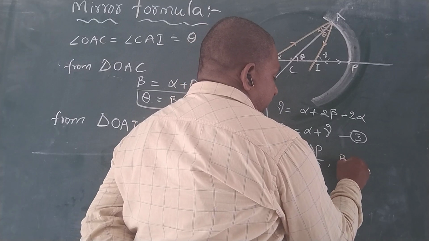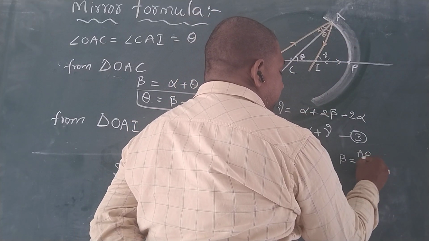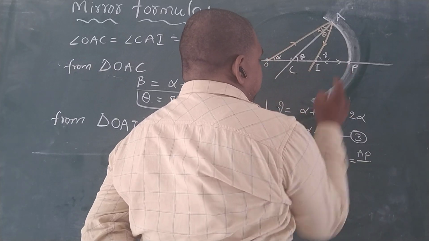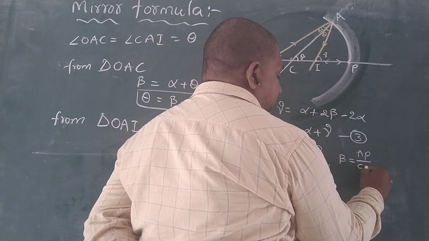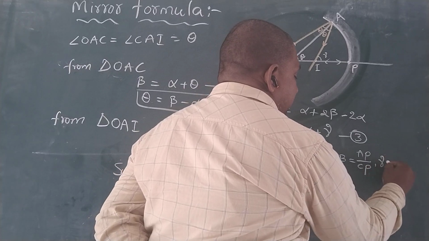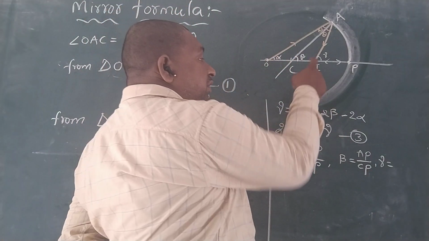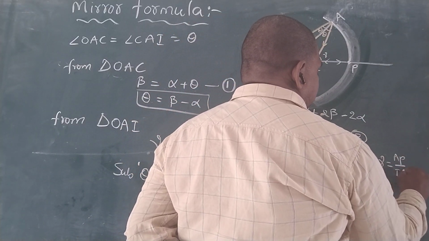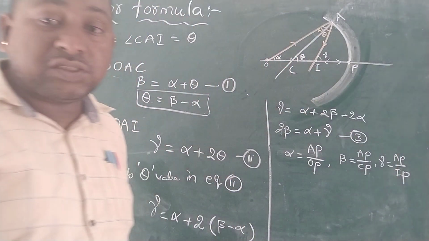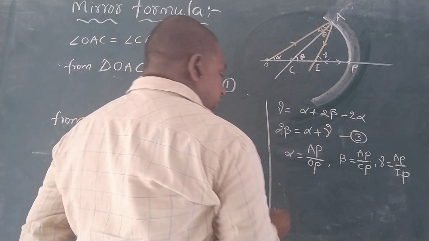Similarly, tan beta is equal to AP by CP. Beta is here, so center to pole CP, and gamma is equal to, where it is actually at the image position, AP by IP. These are the trigonometric ratios. Please substitute all these values into this equation.